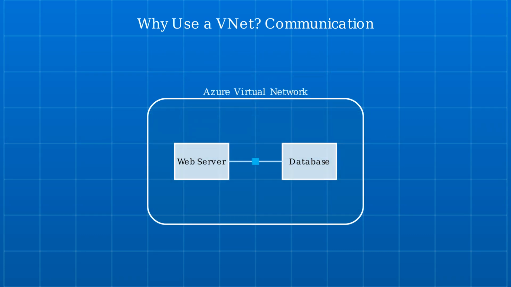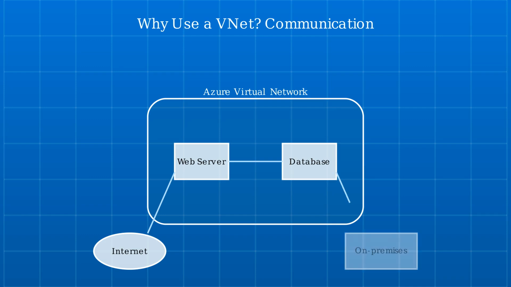First, resources within the same VNet can communicate securely with each other, like a web server interacting with a database. Second, resources can communicate with the internet, allowing users to access your applications from anywhere in the world. Third, resources can communicate with your on-premises networks through secure connections, enabling hybrid cloud scenarios. These communication capabilities make VNets essential for building robust cloud solutions that integrate with existing infrastructure.